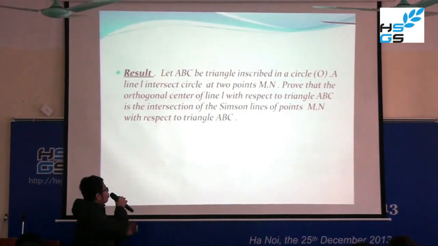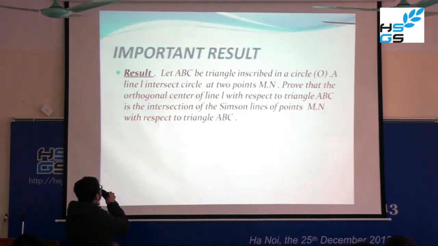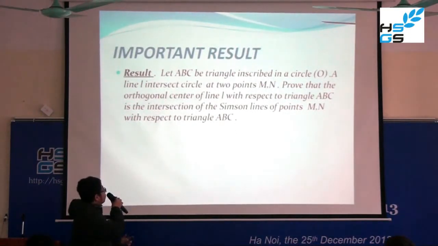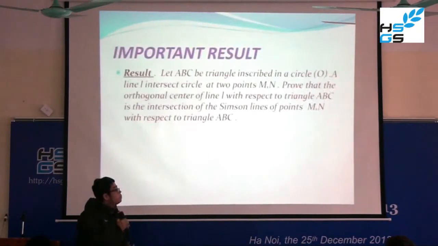From this problem, we got an important result. Let ABC be a triangle inscribed in a circle O. A line L intersects the circle at 2 points M and N. Prove that the orthocenter of the line L with respect to triangle ABC is the intersection of the Simpson lines of points M and N with respect to triangle ABC.